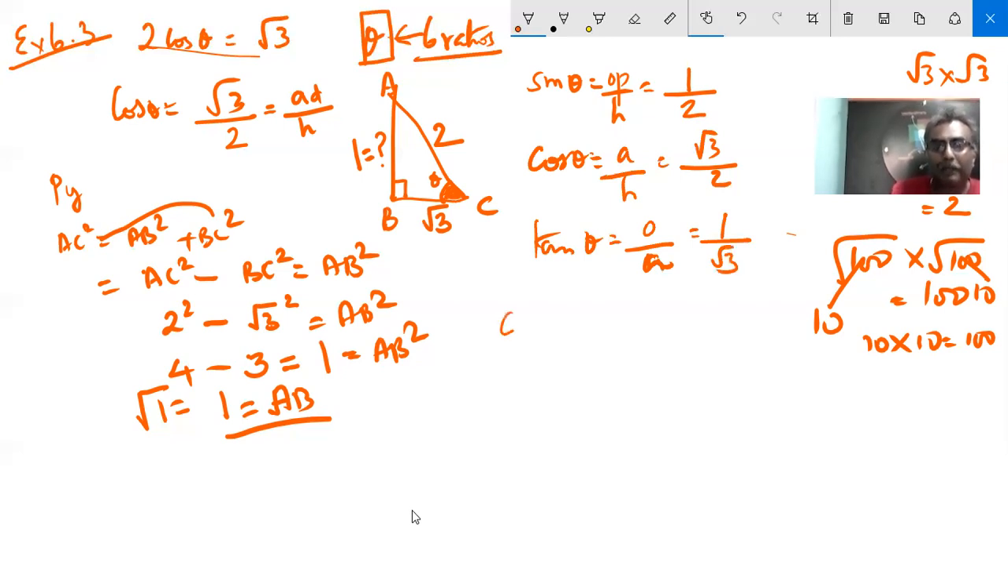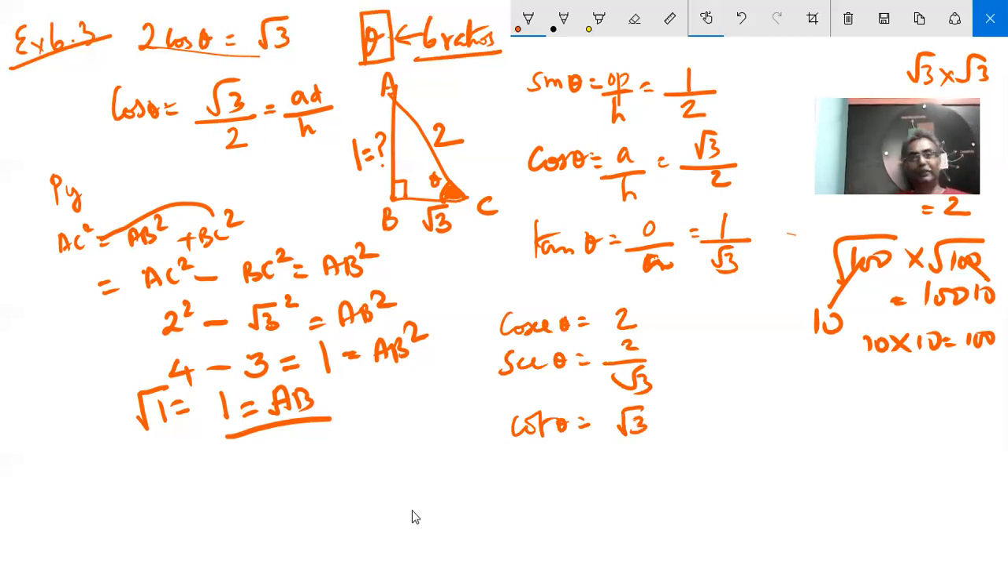Now cosecant theta is very easy to find out. Cosecant theta is 2 by 1. Secant theta is 2 by root 3. Very good. Cot theta is root 3 by 1. That's all. Very simple, very easily solved.